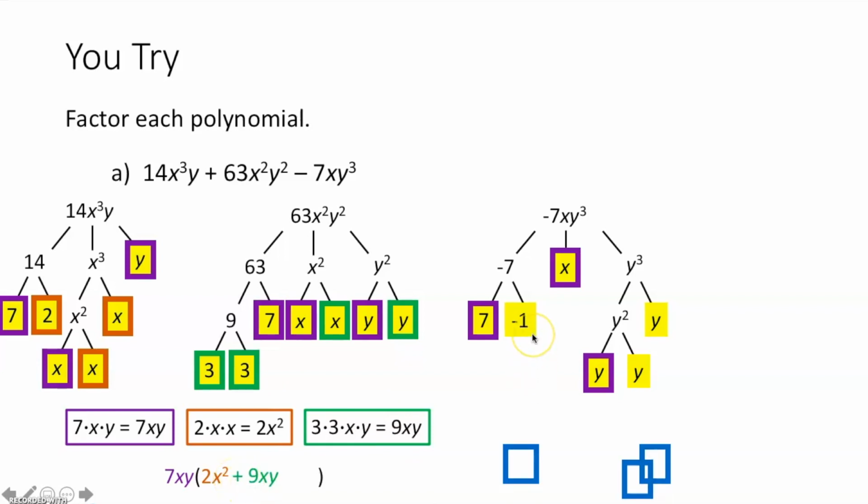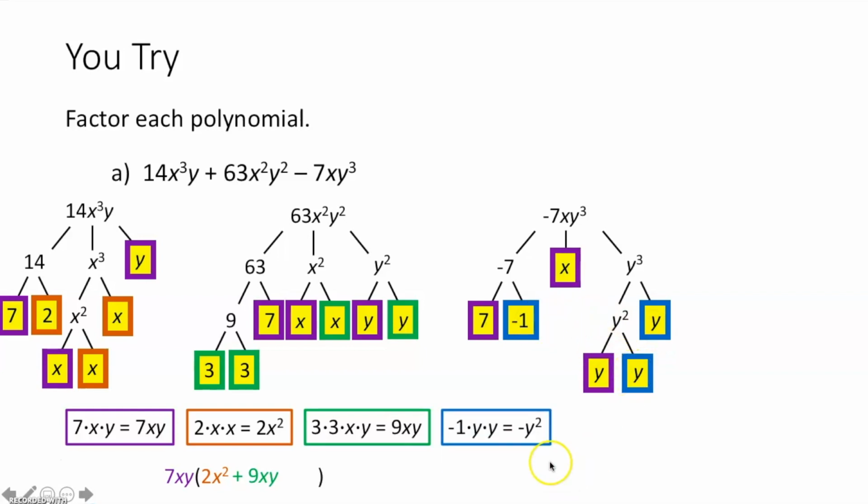And then lastly, we have a -1, a y, and a y. So -1 times y is negative y squared. So since that's negative, we write minus y squared, and you're done. Again, check your answer if you want by distributing it to each of these terms. You should get exactly what you started with.